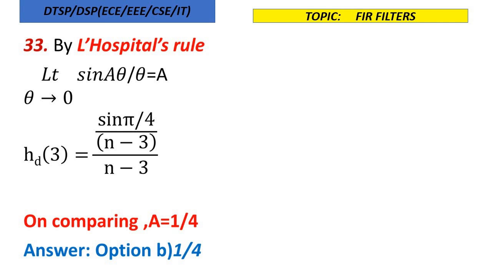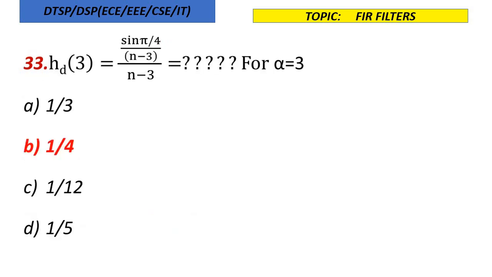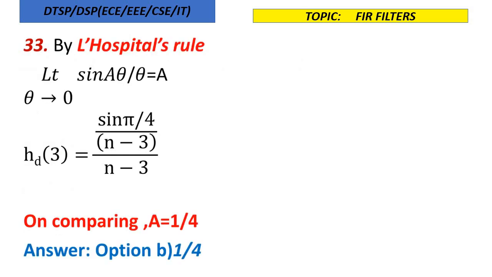So the hd of 3 expression is sin of pi by 4 times (n minus 3), divided by (n minus 3). When we compare these two equations, the value of a is 1 by 4. So option B, 1 by 4, is the correct answer. The hd of 3 value is 1 by 4. It is similar to L'Hospital's rule because n and alpha here are the same. If we put 0, we will get infinity, but by L'Hospital's rule, the limit of sin a theta by theta as theta tends to 0 is a. Based on this, a is 1 by 4. Option B is the correct answer.